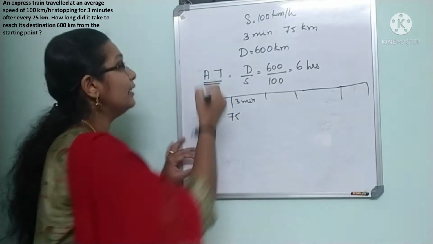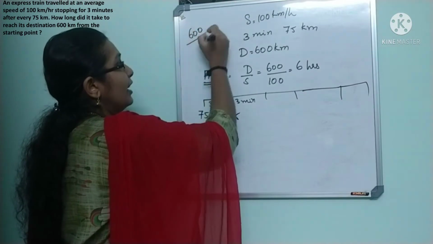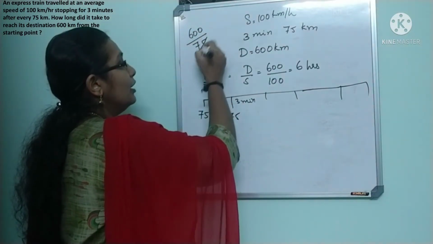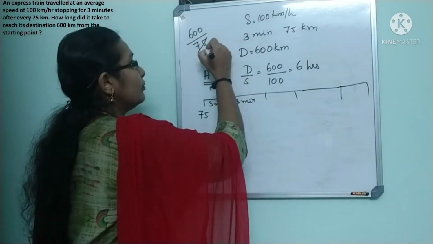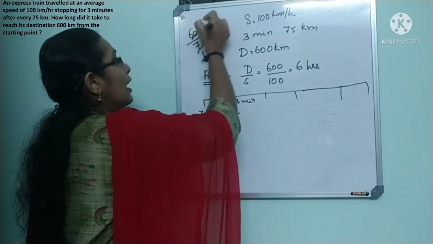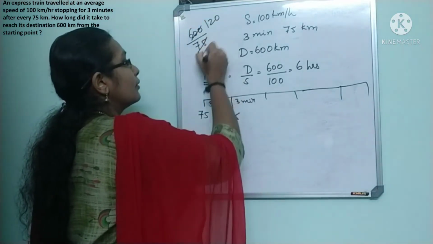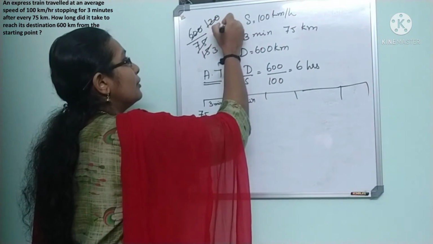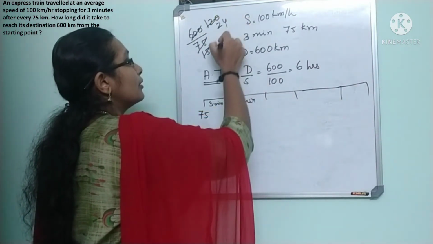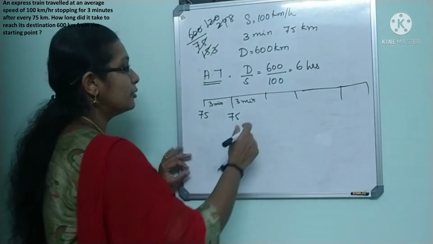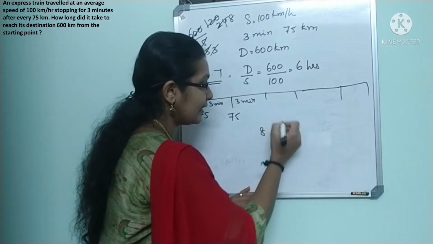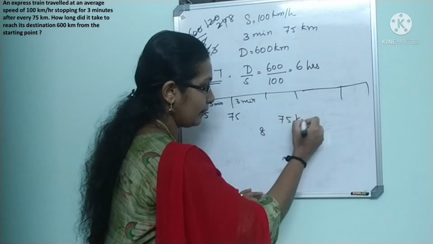So how will you find? 600 divided by 75. Correct? So 5 sevens are 35... 5 ones are 5, 5 twos are 10, 5 threes are 15, 5 fours are 20, 3 eights are 24. So totally you have 8 breaks, 875 kilometers.